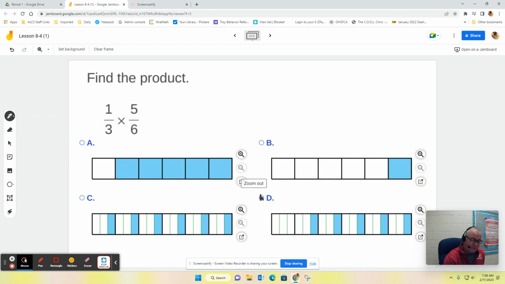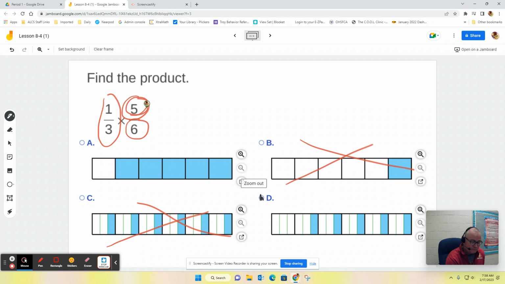So again, if we're looking at this, I said, okay, I know I have 6 entire wholes. So each one of these is broken up into 6, A, B, C, and D. I'm only focused on 5 of those 6. So that gets rid of this one and it gets rid of this one. This A and D both have 5 of those 6, right? And I know I'm shading in 1/3 in 5 of those 6.